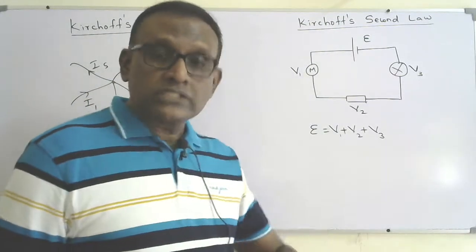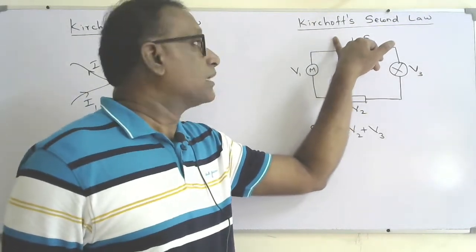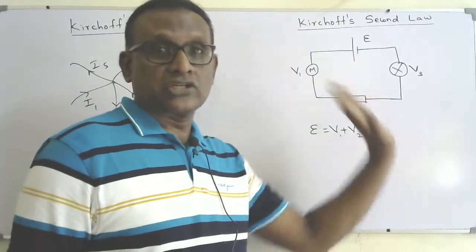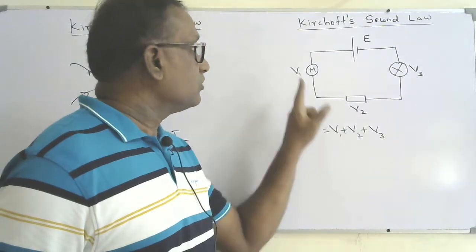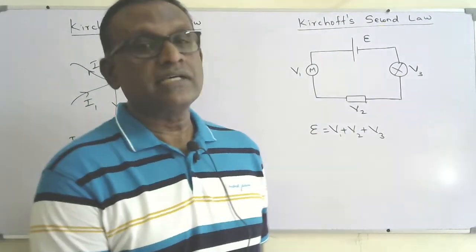So in a closed circuit, the total EMF must be equal to the sum of the voltages across the components. So in this closed circuit, EMF is equal to V1 plus V2 plus V3. That is Kirchhoff's second law.